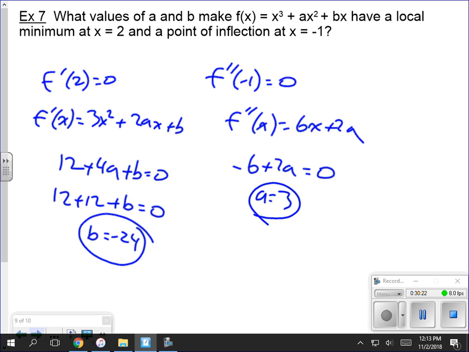Do you understand the concept? This is not a question about calculus. Well, this is a question about calculus. This is not a question about calculating. This is a question about concepts. Do you understand the concept of finding the minimum? Do you understand the concept of finding the point of inflection? That's what this question is designed for. The actual finding the numbers is just a process of showing me that you understand that. That's what the question's about.